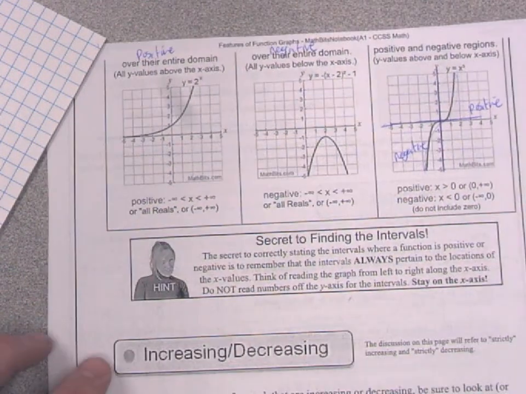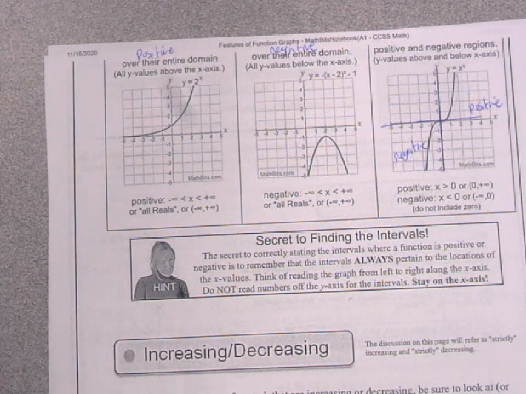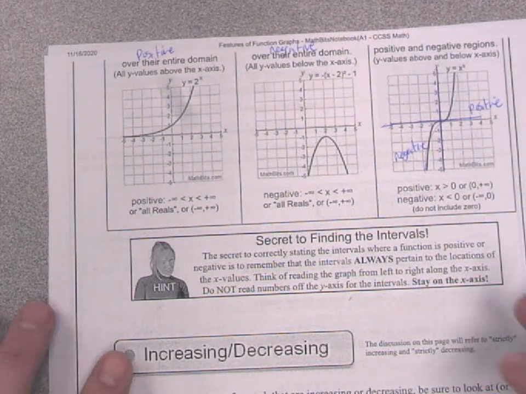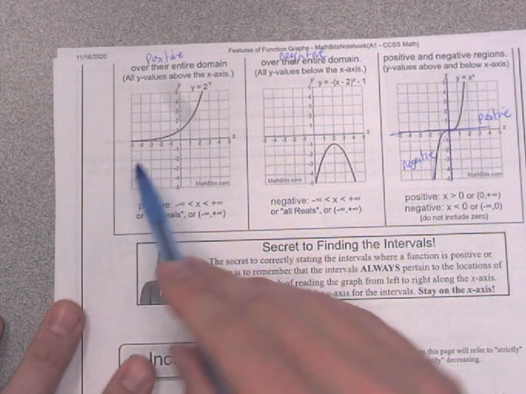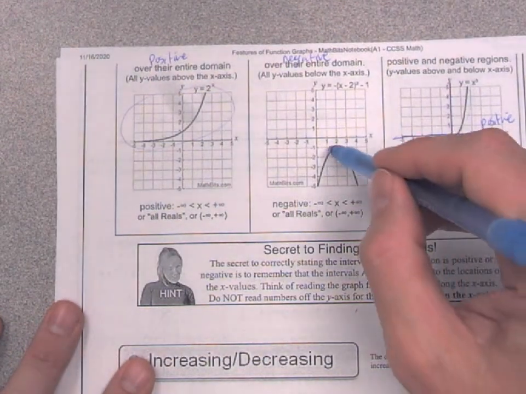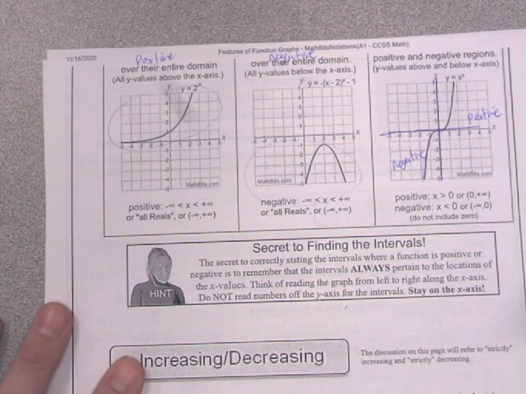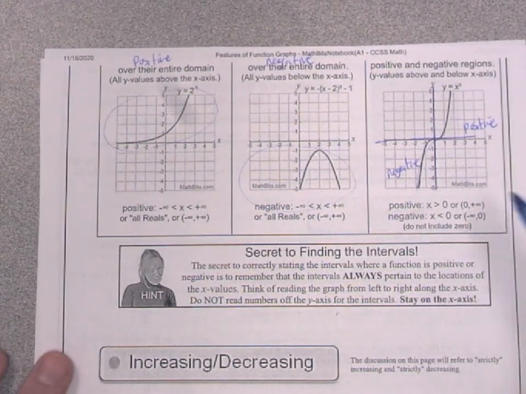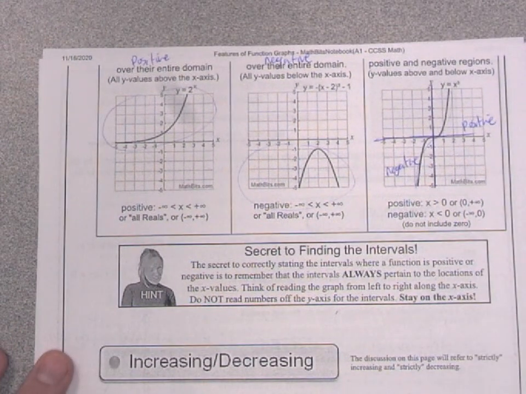Again, we're not talking about slope. We're not talking about increasing or decreasing. We're talking about above or below the water. So in this case, the entire function is above the water. In this case, the entire function is below the water. And in this case, you have kind of half and half. All right?